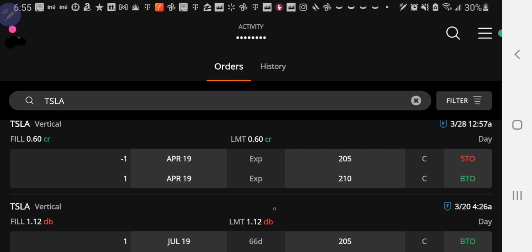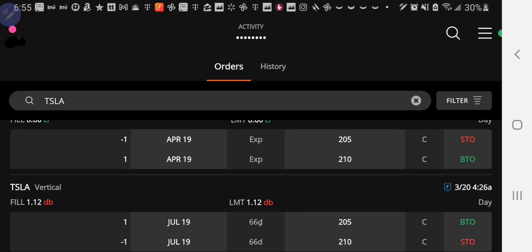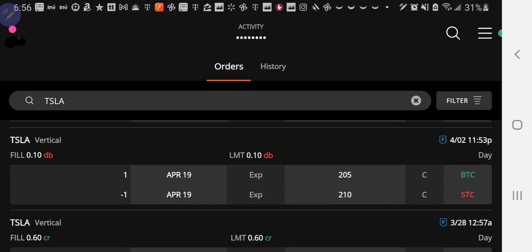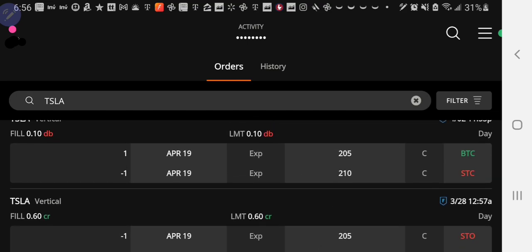Now, if it goes down, this one is losing, but this one has a whole lot more time than this one does. So this one would depreciate at a fast rate, and that's what I want, because I sold it for a credit, $60. So now, look what happened. Just April 2nd, just a couple days later, I sold that same one.